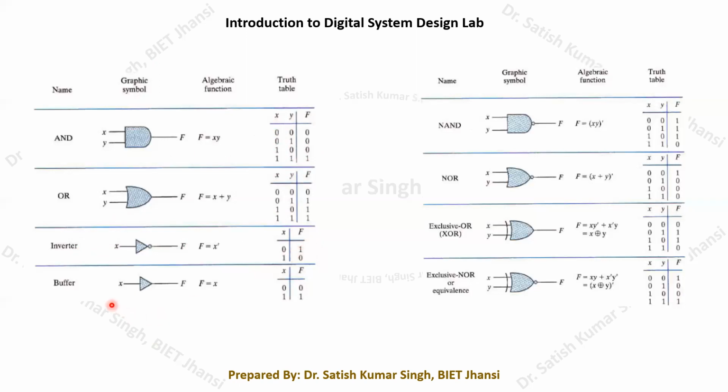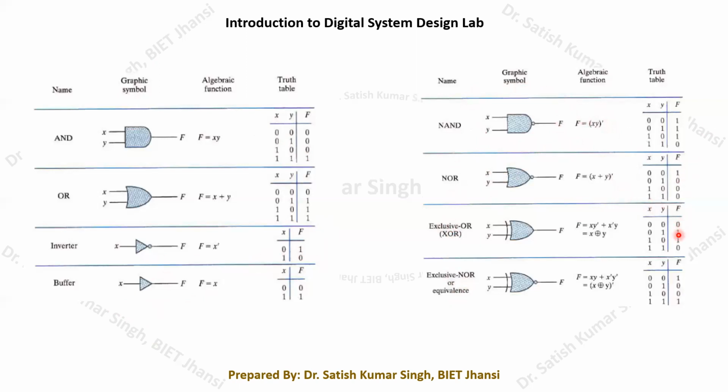Similarly, we have the buffer circuit. Then we have the NAND gate, NOR gate, then exclusive OR gate and exclusive NOR gate. So these are the different graphic symbols of the different gates that we have, and the corresponding algebraic functions that each performs are also given here, and then we have this truth table.